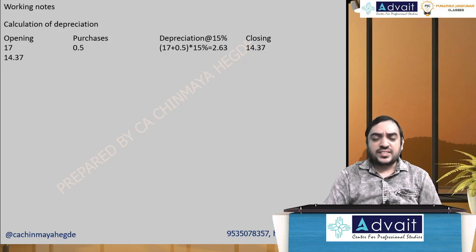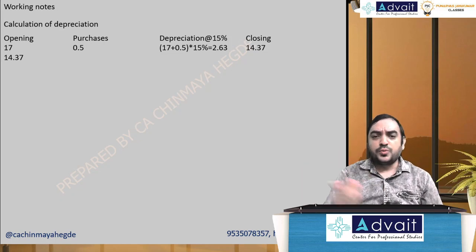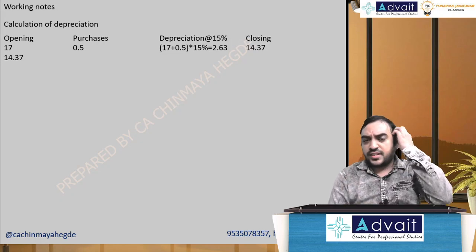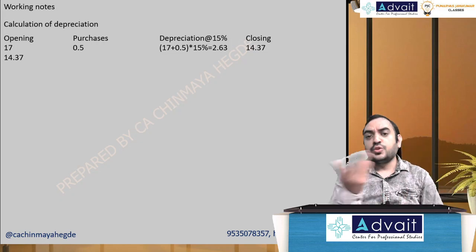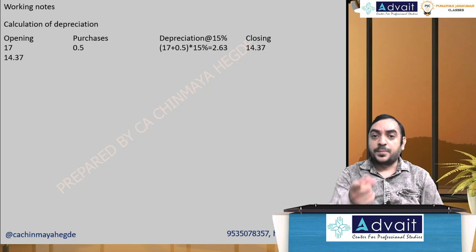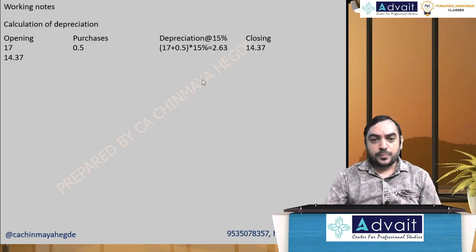So this purchase of fixed assets, they're not specifically given on which day of the year they are purchased. So you can assume it is purchased on the last day, or you can assume it is purchased on the first day. I'm assuming it is purchased on the first day of the year. If you assume it is purchased on the last day of the year, at the end of the year, then you will have to compute the depreciation only on the opening balance. I hope PPT is visible.